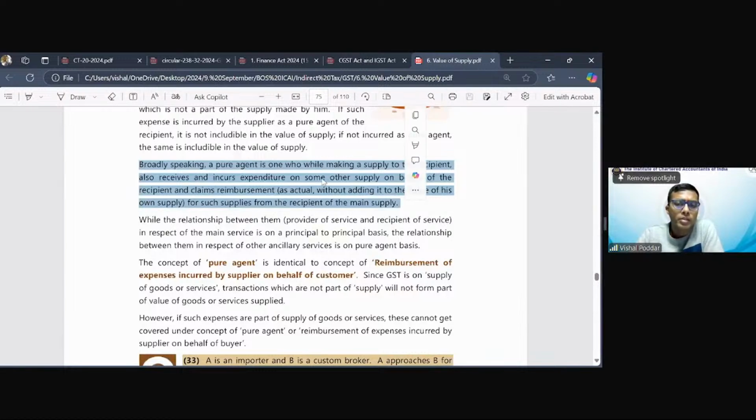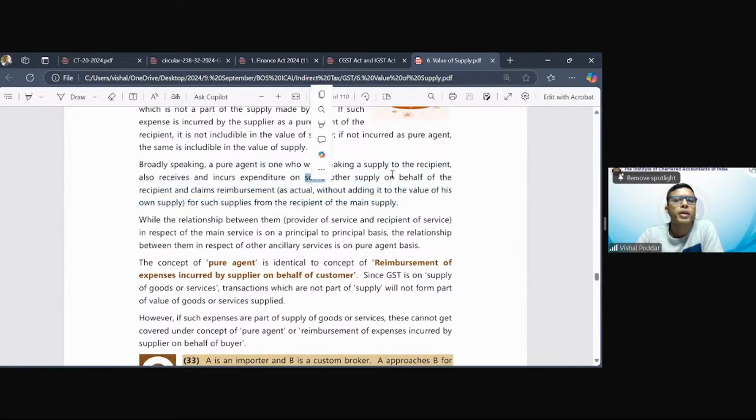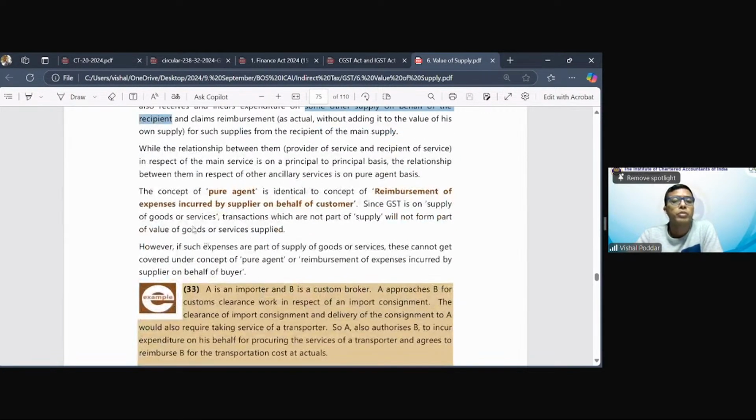So where there is some other supply, what is the some other supply? This some other supply was the residence, the lodging, the traveling, the food. Most important is that it is on behalf of the recipient. When it is on behalf of the recipient, when the invoices are in the name of the recipient, that is where I become pure agent. So what it says, the concept of pure agent is identical to the concept of reimbursement of expenses incurred by the supplier on behalf of the customer.